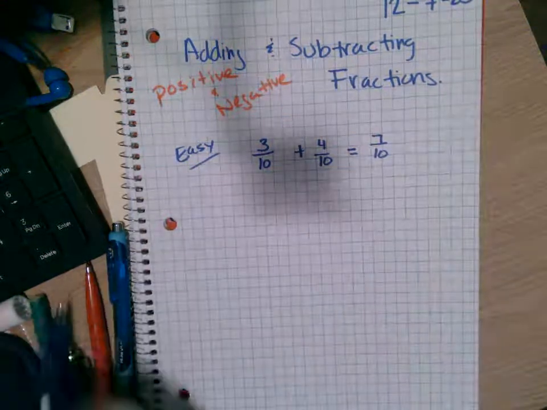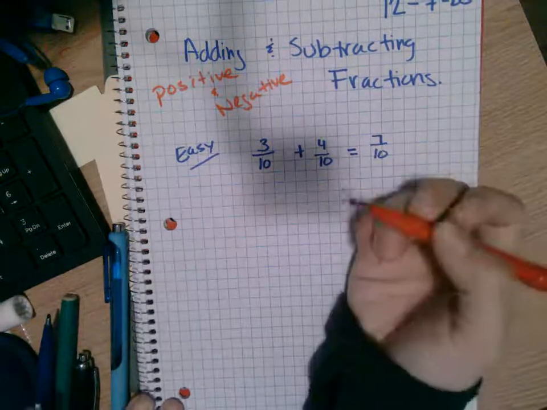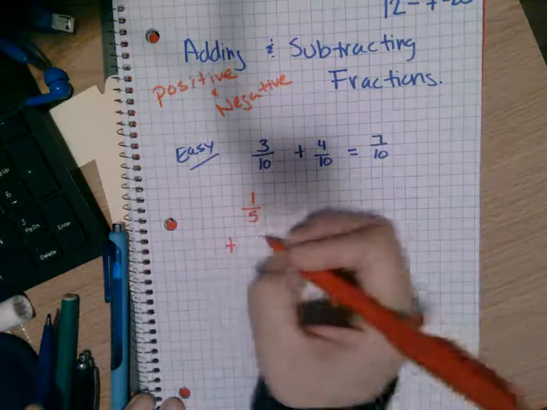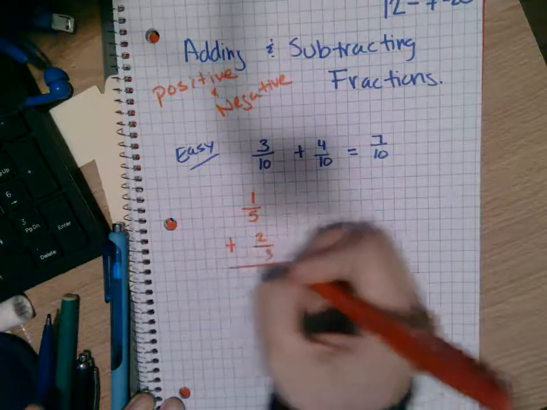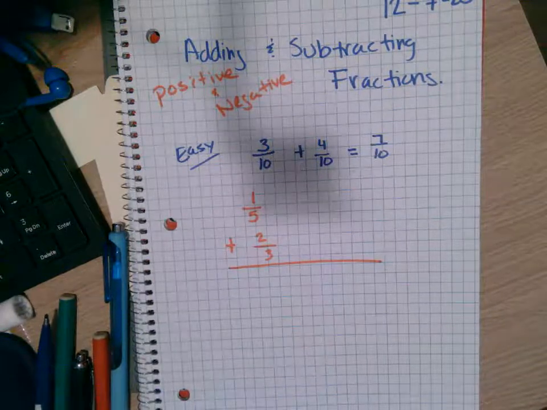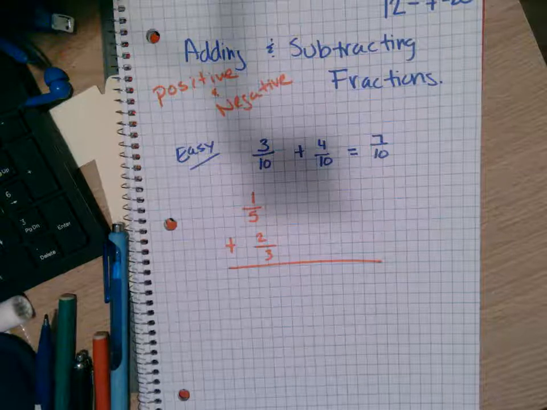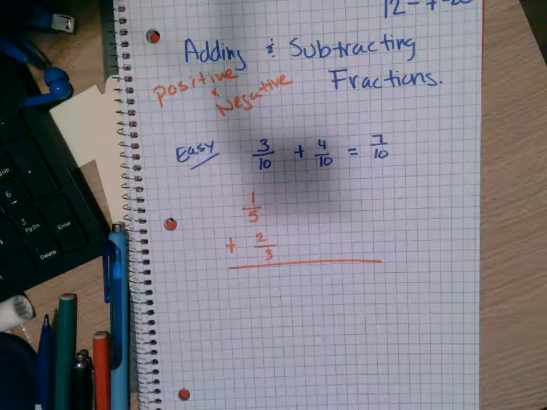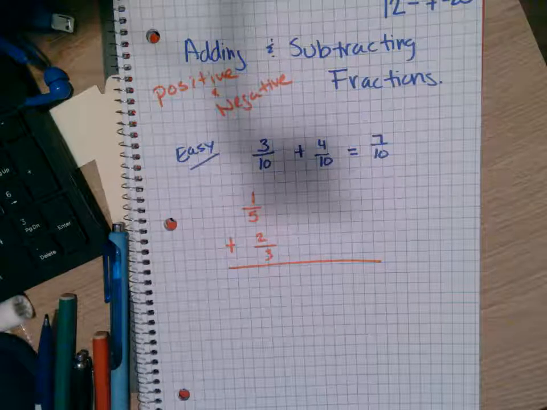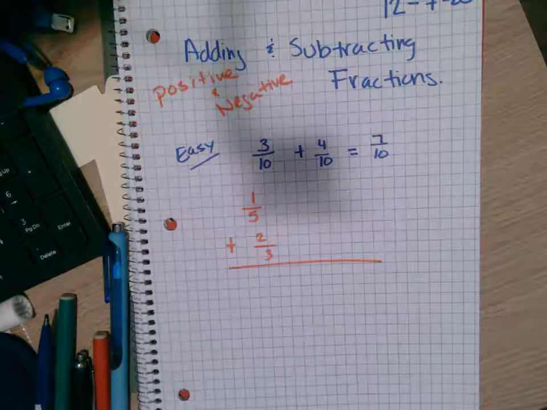Then your teacher might have given you harder ones, maybe in 5th grade, when it was 1/5 plus, let's say, 2/3. And why was this harder? Well, this was harder because your denominators were not the same, right? You have to find the common denominator. You have to find the least common denominator.